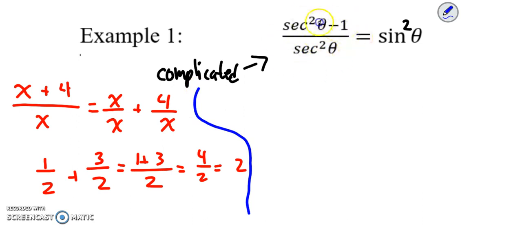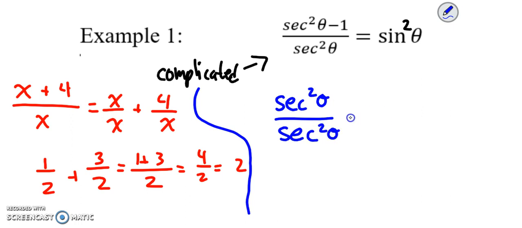this right here can work the same way. Just like x is underneath both of these, we can do that same thing with cosecant. So we can do cosecant squared theta over secant, sorry, not cosecant, but secant squared theta over secant squared theta minus 1 over secant squared theta.